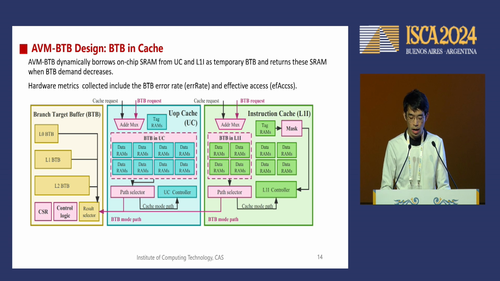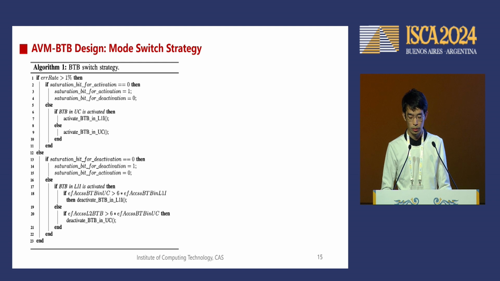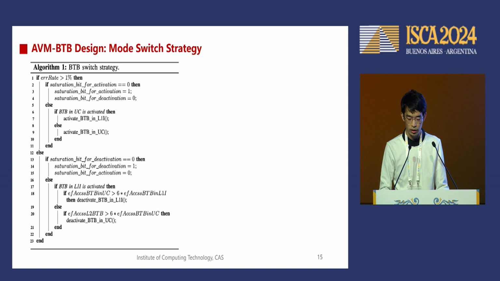And this BTB in cache, along with the original multi-level BTB, further forms a multi-level BTB structure, including the original L0, L1, L2 BTB, and BTB in UOP cache, and BTB in iCache. And the switching algorithm is as follows. We collect hardware counter information every 1 million dynamic instructions, and when the BTB error rate exceeds 1%, activate BTB in UOP cache. If the BTB error rate still exceeds 1%, proceed to activate BTB in iCache.